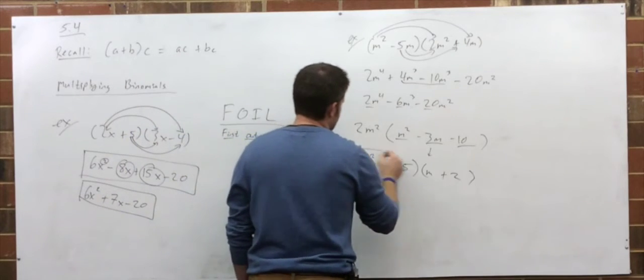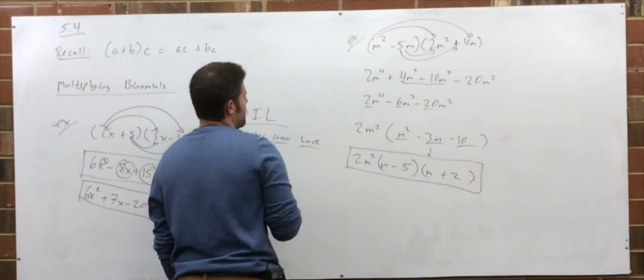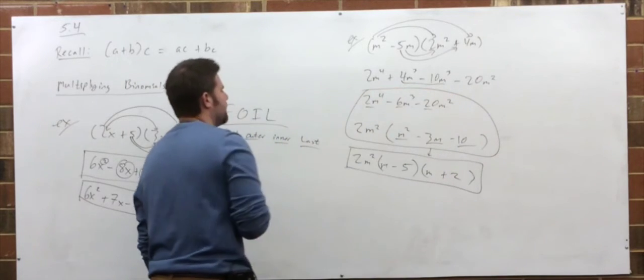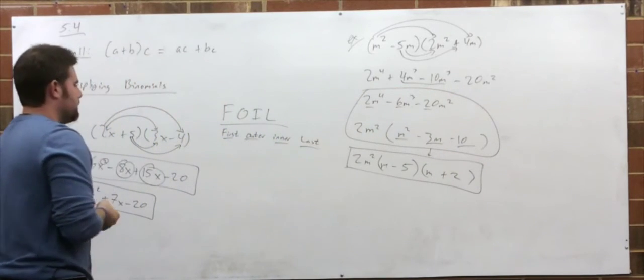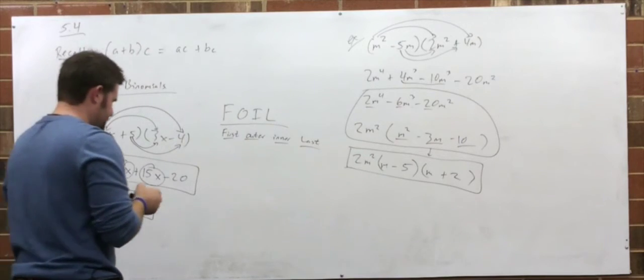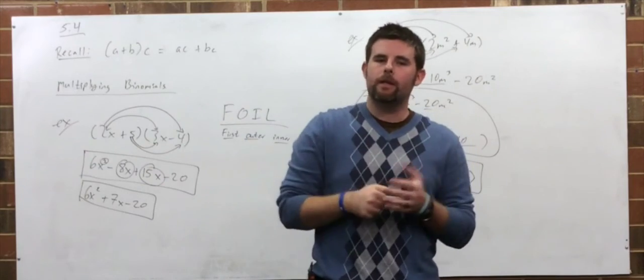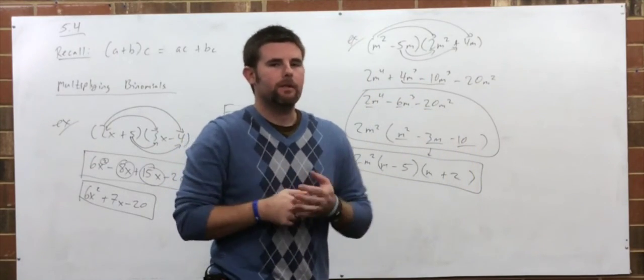So your final simplified answer will be this one here, but we'll accept probably either one of these answers also. They're all giving you the same pieces of information. All right, so that pretty much wraps up 5.4. The FOIL method takes a lot of practice, but it's nothing too tricky.